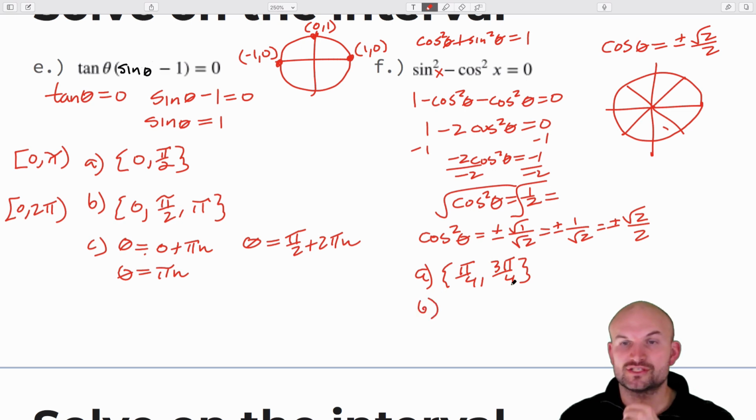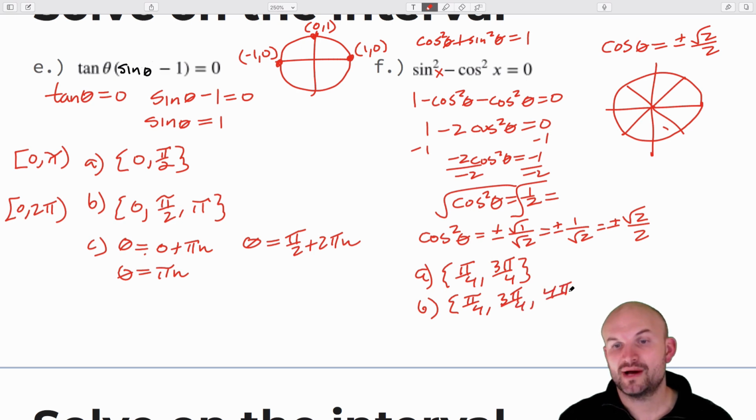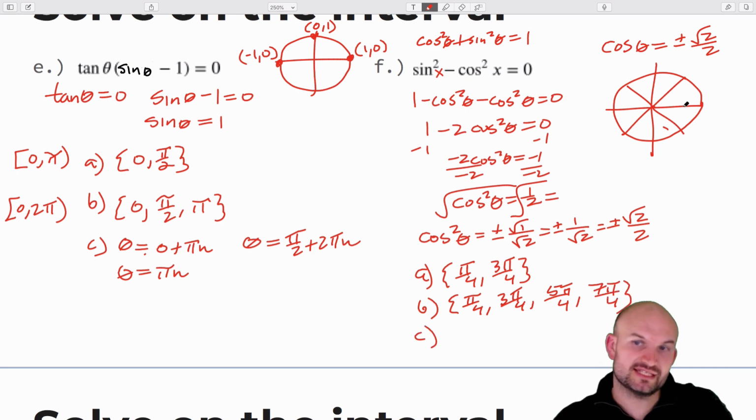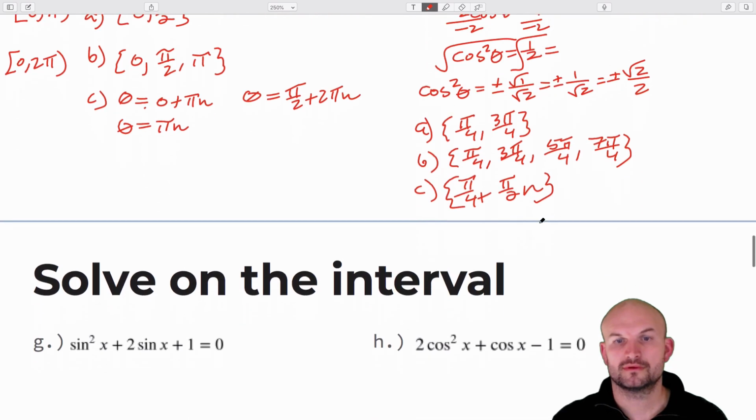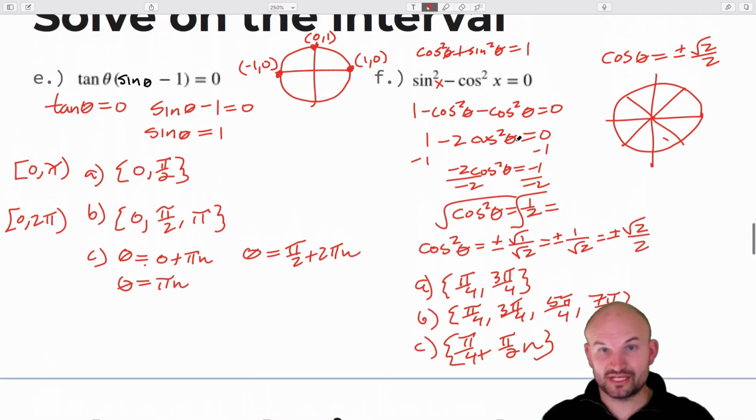If I want to find all the solutions between 0 and 2 pi, that's just going to be pi over 4, 3 pi over 4, 5 pi over 4, sorry, and 7 pi over 4. And then for C, all the solutions, you can see that I can just take this first equation and add pi over 4 to it. So pi over 4 plus pi halves n. And there you go. So you can see it's the exact same equation like we did.